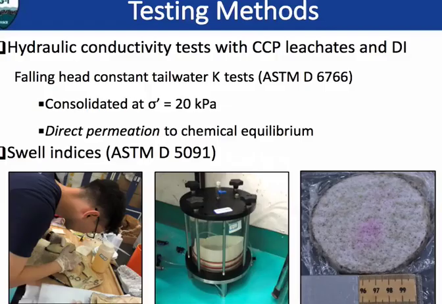For the testing method for hydraulic conductivity, we used the falling head constant tailwater K-test. The tests were run on all the GCLs with CCP leachates and DI water to chemical equilibrium. Chemical equilibrium means the effluent has a similar chemistry.